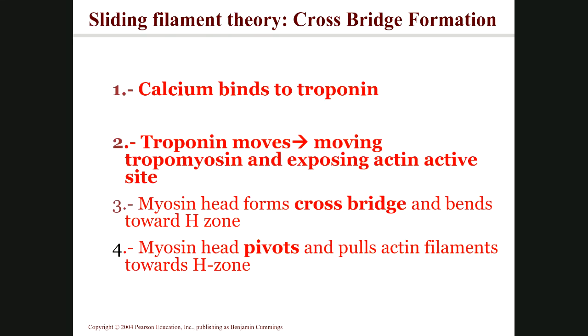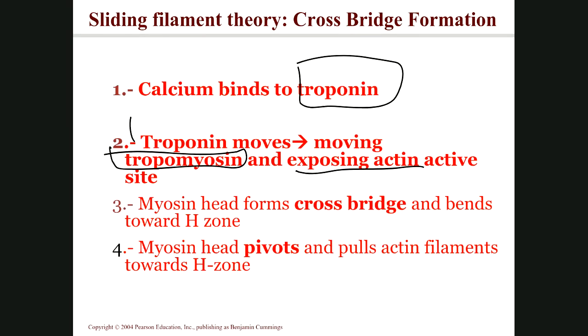Again, I cannot emphasize enough, you should know which protein of the thin filament binds calcium, and that's going to be troponin. You should know the role of tropomyosin, which is to cover the active sites of actin, and when troponin binds to calcium, it drags tropomyosin out of the way. Now the active sites of actin are being exposed, and that makes a cross bridge.